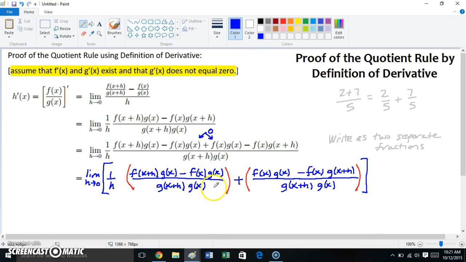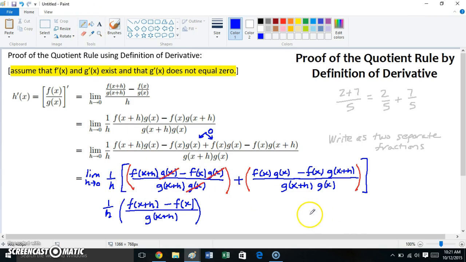Okay, we're going to do a little work on these fractions. In the first fraction, we can eliminate a factor of g of x. So we'll have 1 over h times f of x plus h minus f of x all over g of x plus h. Oh, I need to fix something here. My parenthesis is in the wrong spot. That 1 over h is being multiplied by both of these fractions. All right, let me go ahead and distribute that 1 over h to the next piece as well.